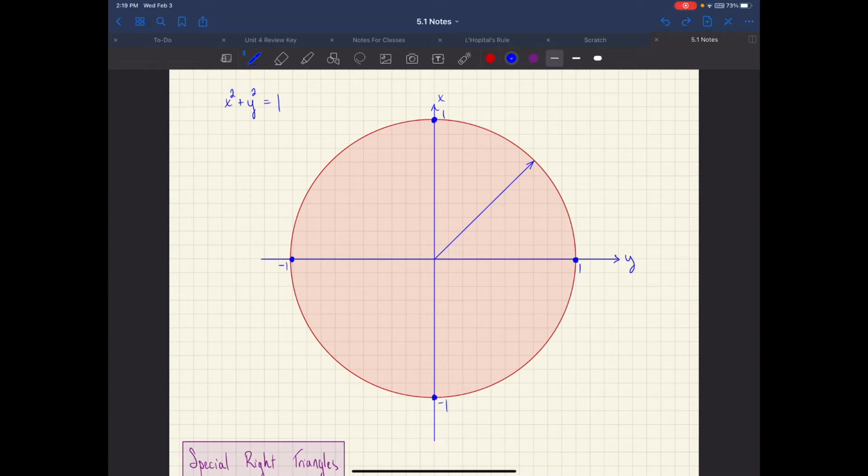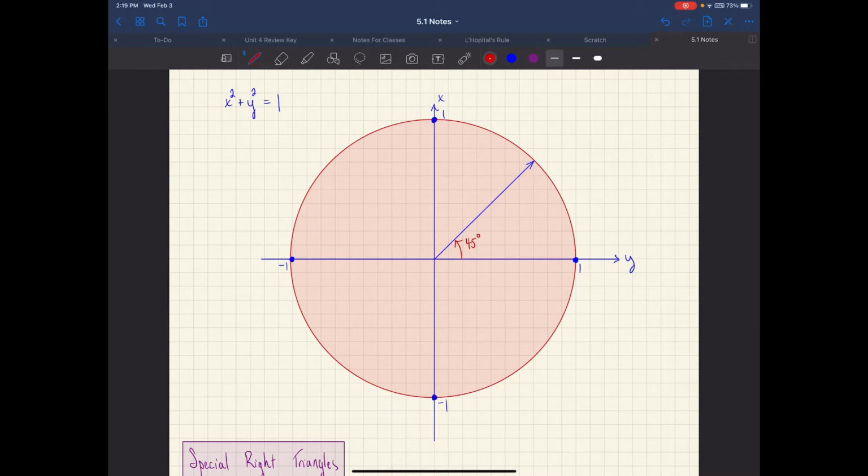So the first one I drew, this line right here, is going to represent the angle of 45 degrees. So the angle between the x-axis and that line is 45 degrees.